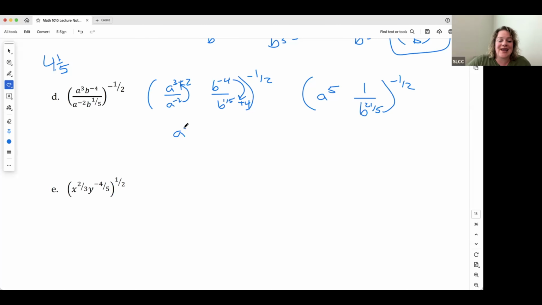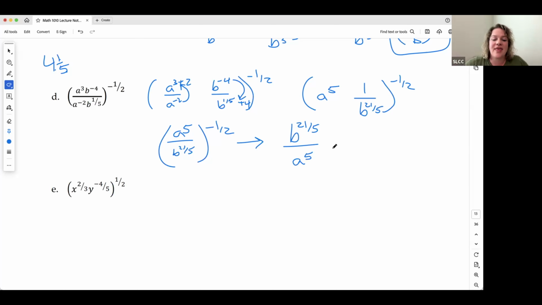So now it's looking like a to the fifth over b to the 21 fifths, and all raised to the negative 1/2 power. There are two things happening with the negative 1/2. The negative will take the reciprocal, and then the 1/2 needs to be distributed to the numerator and the denominator, to multiply this and this. Let's see, do the negative first. So negative, you flip it. I take the reciprocal, b to the 21 fifths over a to the fifth, and then you can raise that to the 1/2 power.